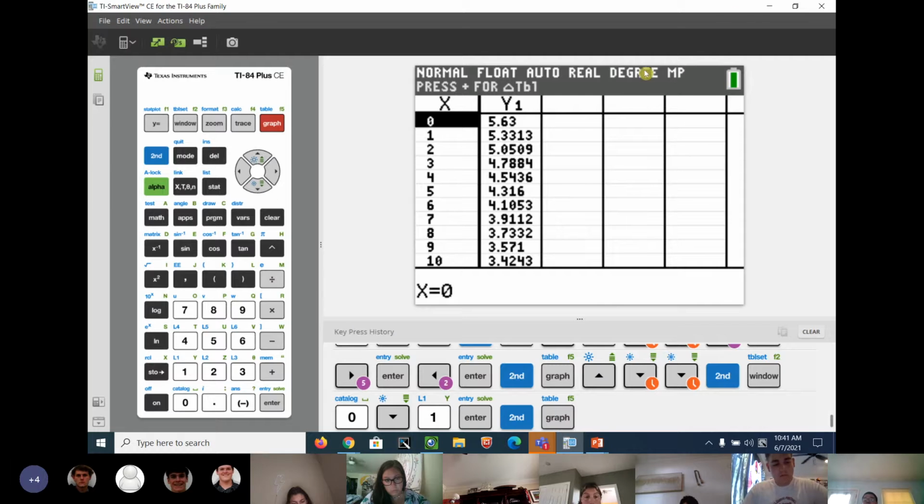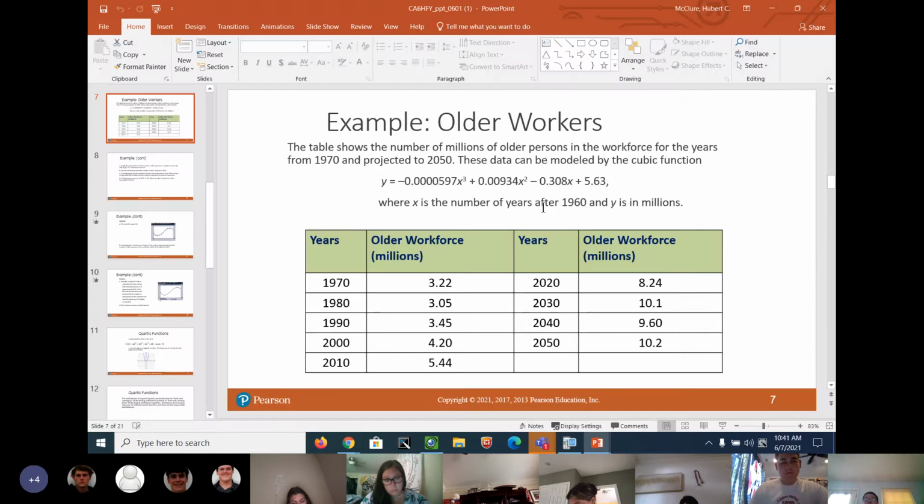So we said that X is the number of years after 1960. So what is 2050? Well, that's 90 years, isn't it? So what would 2060 be? Come on now, what would 2060 be? 100. Thank you for the somewhat communication there. Sounded like you were really into it.